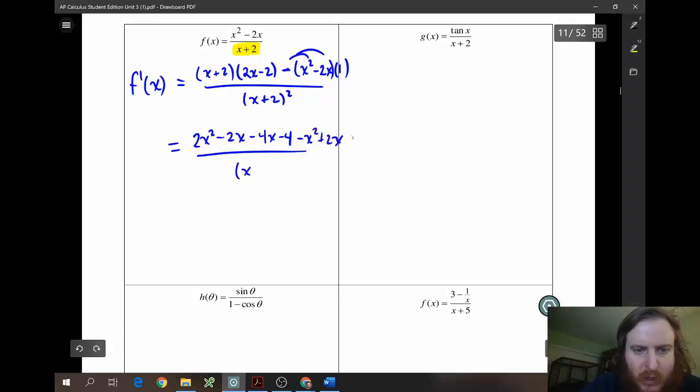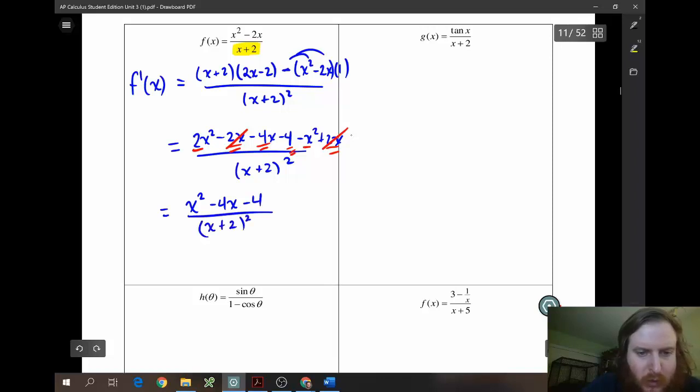Now, a big key is always expand the top and leave the bottom factored. Okay, again, always expand out the numerator, but leave the denominator factored. So the denominator is already factored for us, we're going to leave it. Okay, next we're just going to combine our like terms. 2x squared, negative x squared, negative 2x, negative 4x, positive 2x, and negative 4. So we end up with 2x squared minus x squared is x squared, then minus 4x, and minus 4 all over x plus 2 squared.